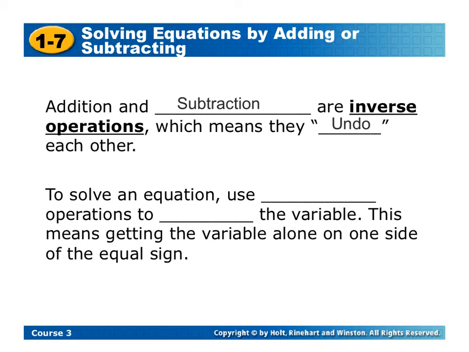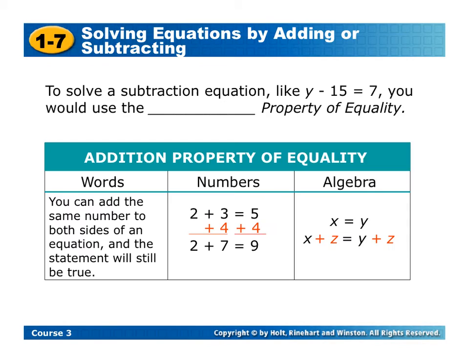When we're solving equations, we want to use inverse operations to isolate the variable. And this means getting the variable alone on one side of the equal sign. So isolate means by itself. So when we are doing this, we are using different properties. One of those properties is called the addition property of equality.